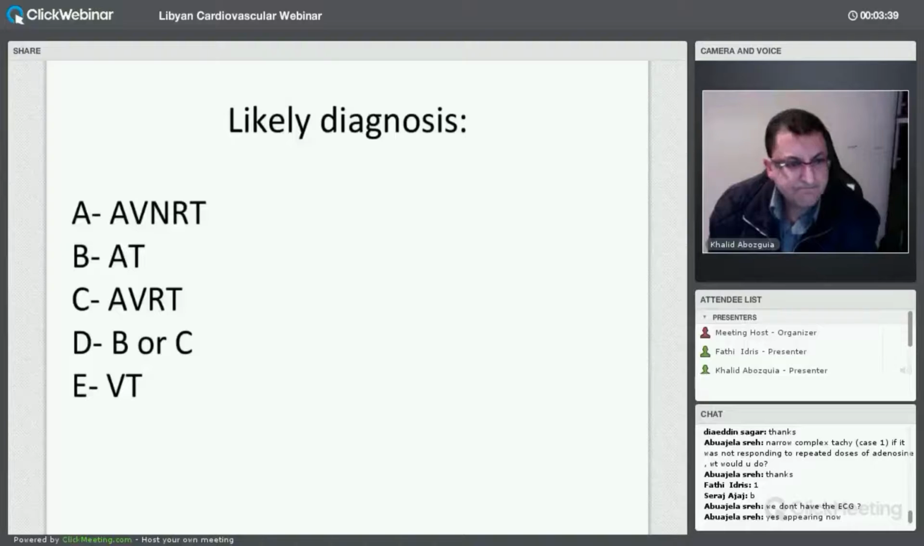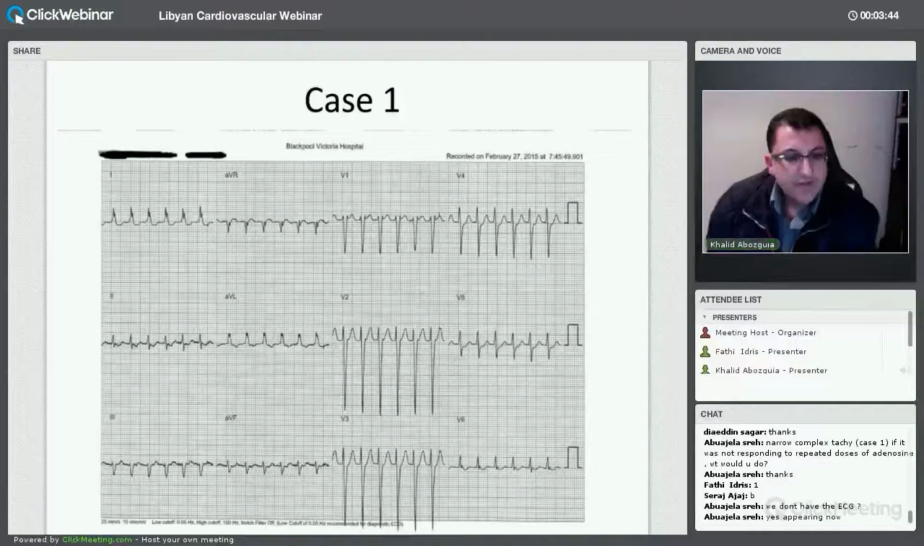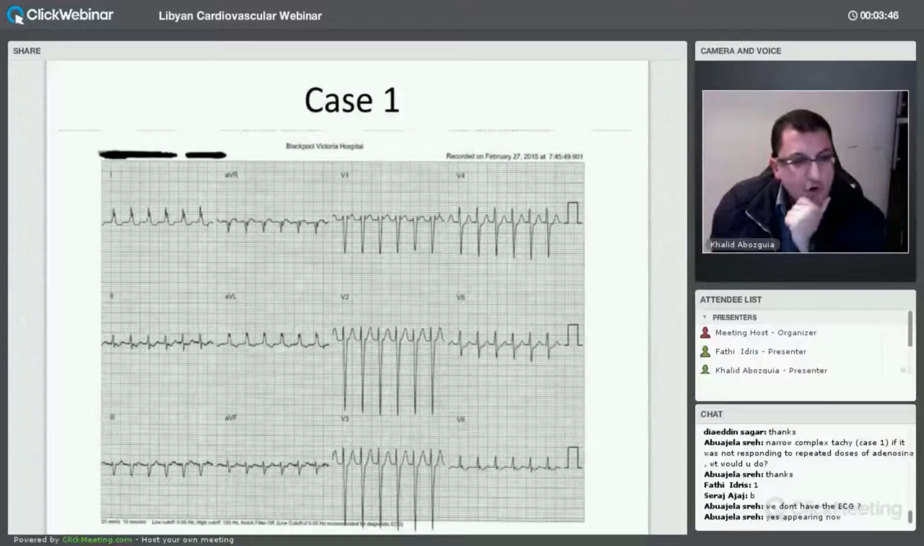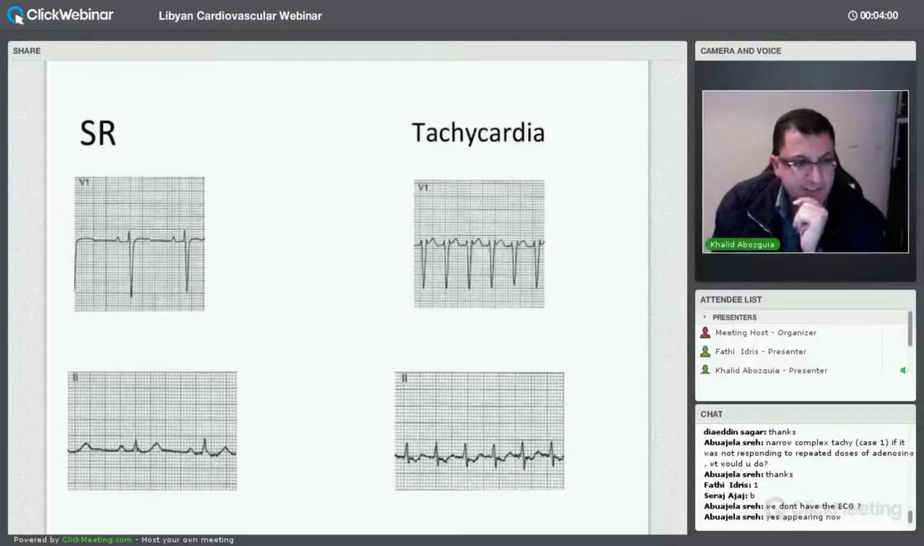I'll go back to the ECG. So all I could see here is tachycardia, regular QRS complex, looks fast. And I just want to show you two ECGs. I want to highlight your V1 and lead 2. So this is during sinus rhythm.